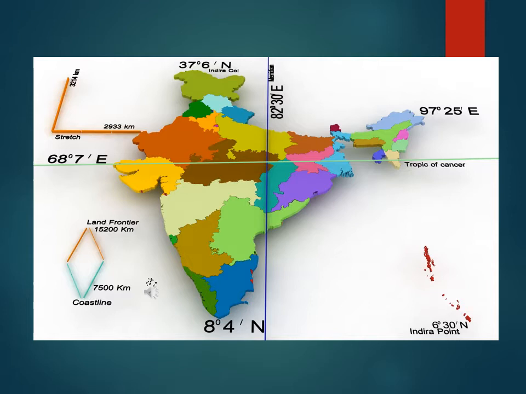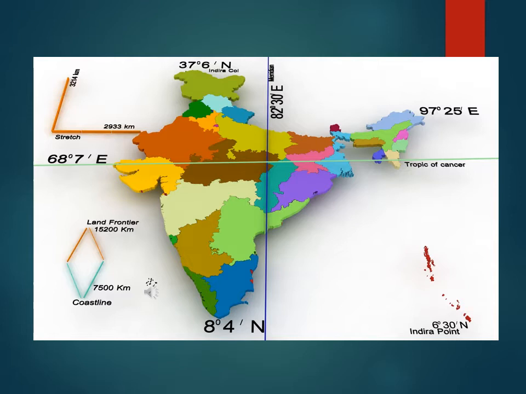You can see that northern part of India, the latitude is 37 degree 6 minute north latitude, and the northernmost point of India is called Indira Col. So these points are important for the map question also. Please note it down properly.